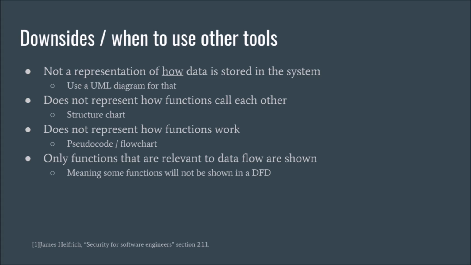DFDs are useful for showing where data is stored in a system, but they don't accurately describe how data is stored. To address this, you should instead use UML diagrams that represent each of the classes you are using in your system, which would then show what kind of data is held in each of these classes and how it works. DFDs can give you a glimpse of how classes calling each other might work, but since the idea of the DFD is just to show the passage of data, it doesn't completely or accurately show how each of these functions in the system call each other. In order to represent that, a structure chart should be built.